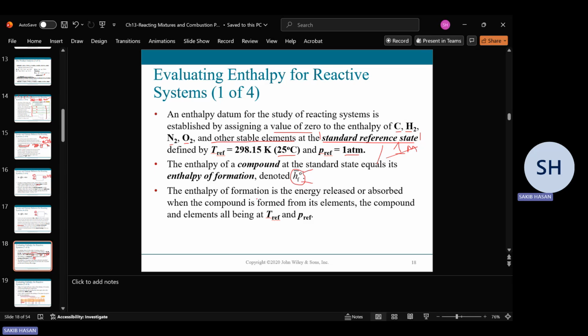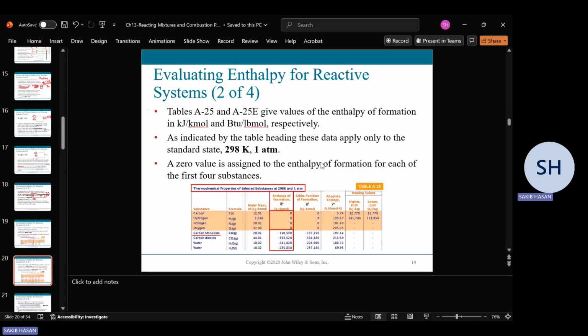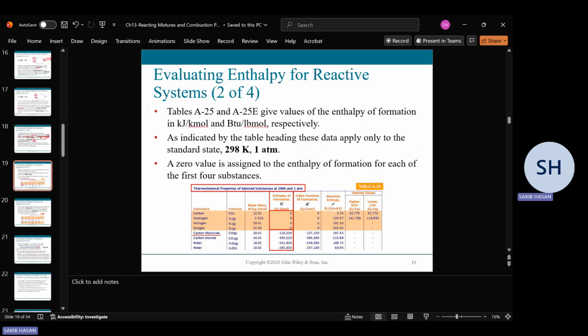Okay, and so to the next part, we basically look at table 825, which lists all these values of enthalpy of formation. Okay, and now recall what I just said about my elemental building blocks. They will all be at zero enthalpy. So they're all at zero.